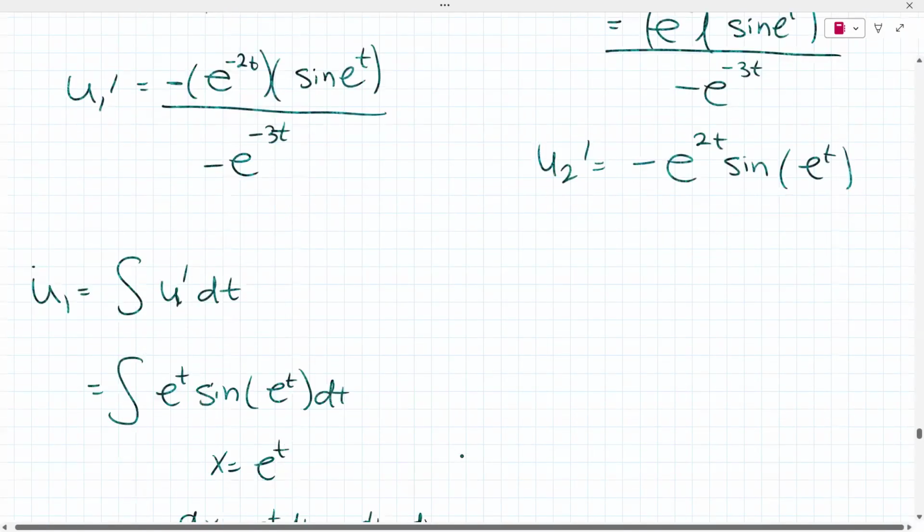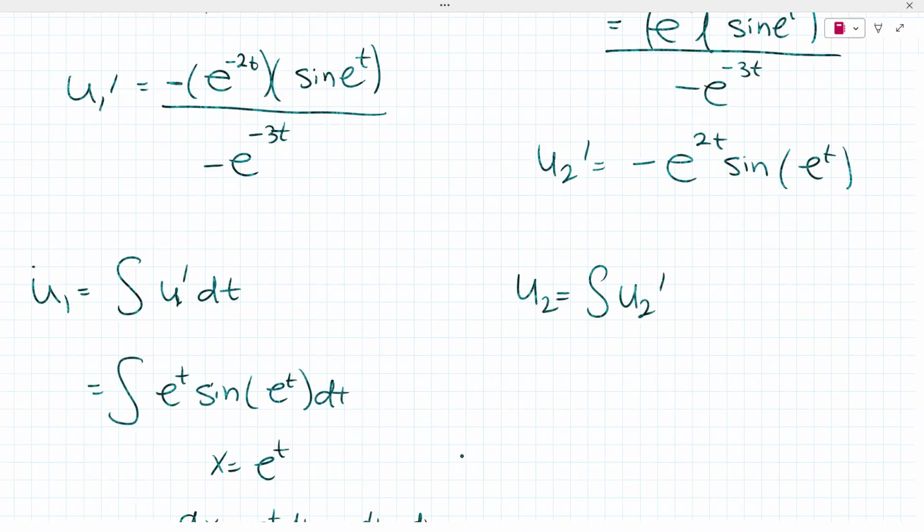Okay, now let's find our u2. So my u2 is the integral of u2 prime dt. So that's going to be, u2 prime is negative e^(2t) sin(e^t) dt. And we can take the integral by using u-sub.